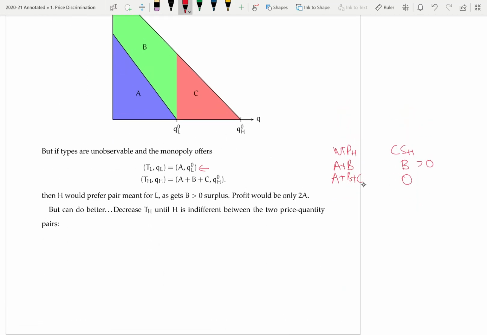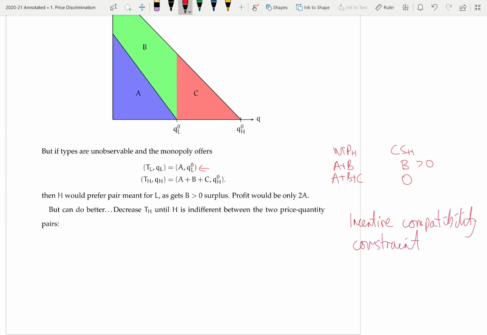So if we look at the consumer surplus here, we calculated with these price quantity pairs, what we want to do is make this at least equal to B. Well, how can we do that? We just need to reduce the price by B in this price quantity pair. So we need to reduce it from A plus B plus C to A plus C. And then consumer H will get a consumer surplus of B. And they will be indifferent between the two options. We can assume they buy the one the monopolist wants them to buy. So this is the incentive compatibility constraint we have to worry about.